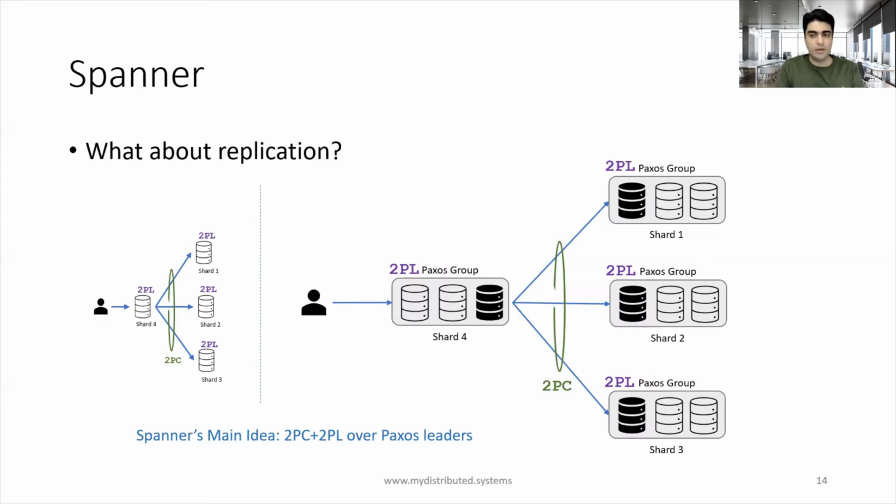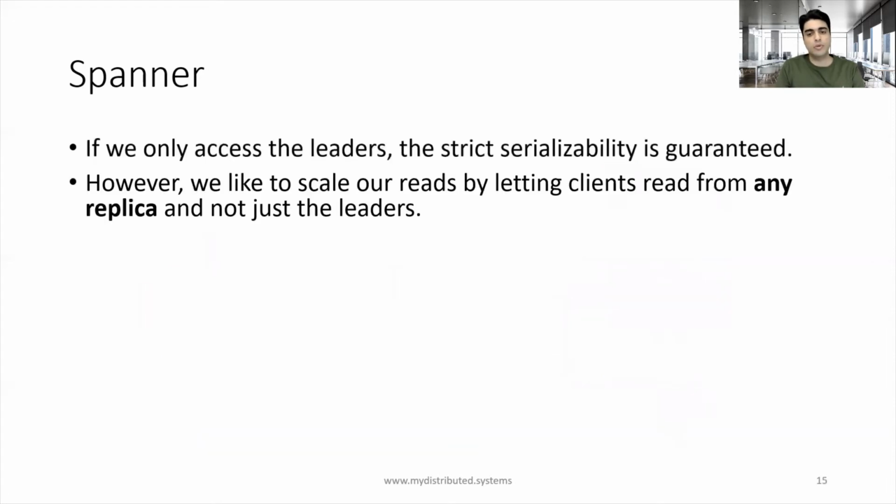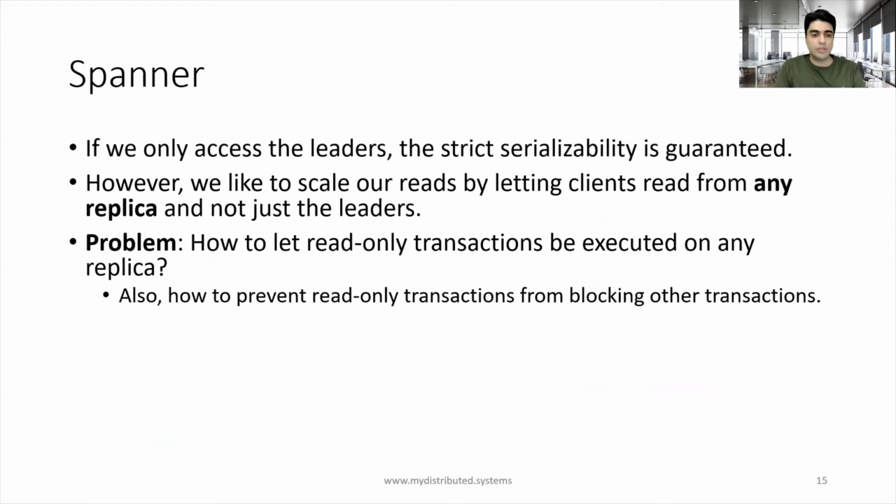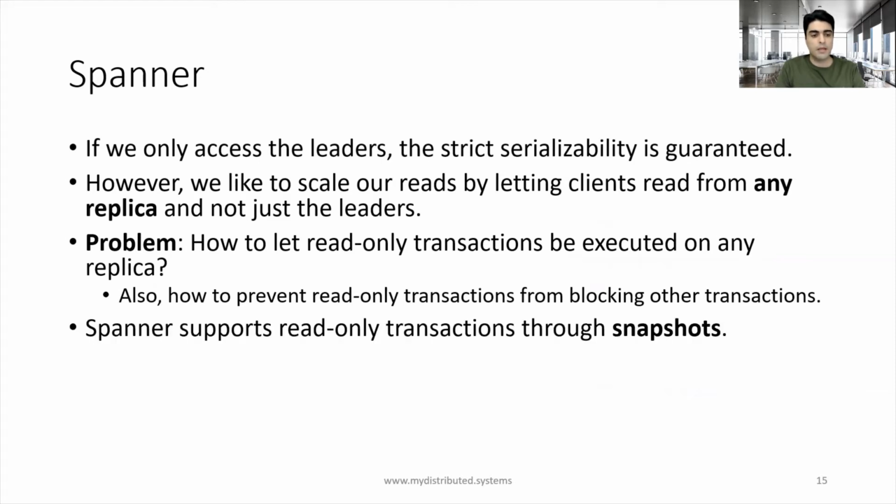However, when we create replicas, we want to scale our reads by letting clients read data from any replica and not only the leaders. So now this is the problem: how to let a read-only transaction be executed on any replica, and also how to prevent these read-only transactions from blocking other transactions. So Spanner supports read-only transactions through snapshots.